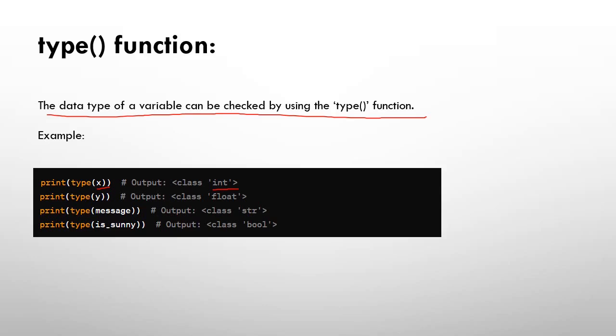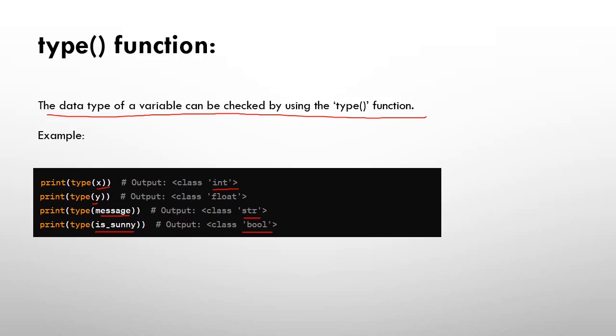Similarly, for variable y, float will be printed, which will represent that variable y holds a float value. For variable message, we will get str, which will represent string data type. And for variable isSunny, we will get bool, which will represent Boolean data type. Now, we will go to the Google Colab platform, where we will see some practical application of what we have learned today.